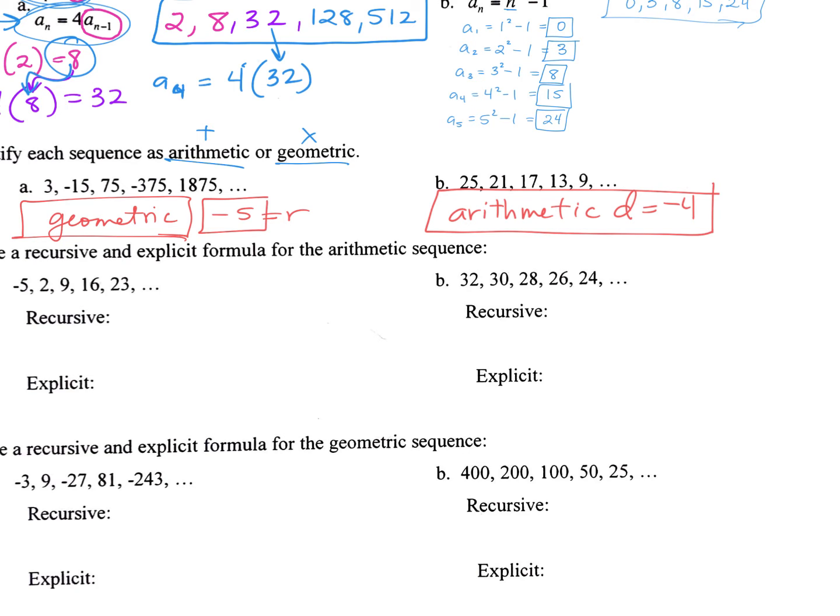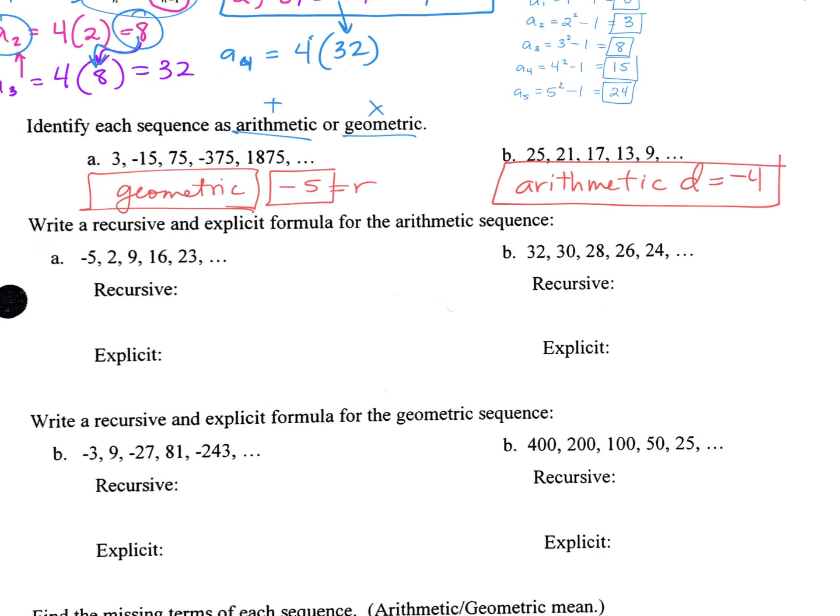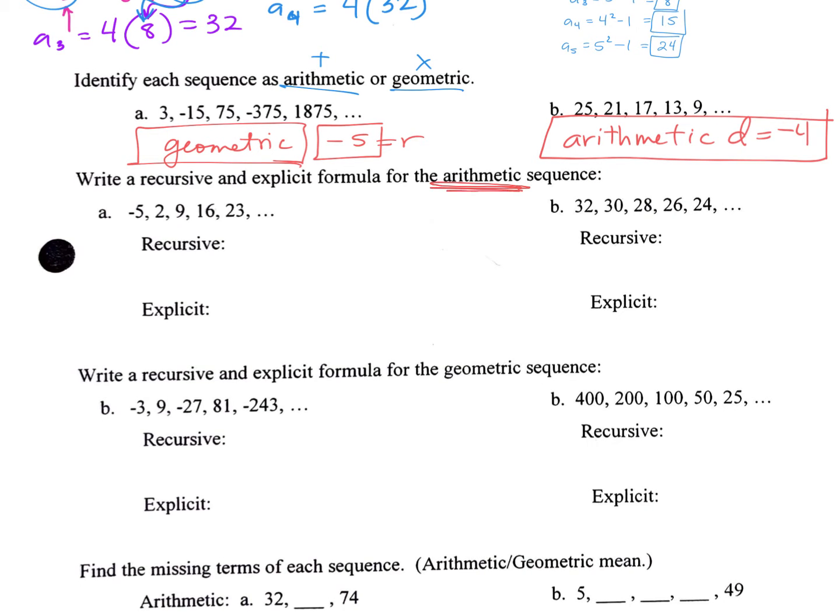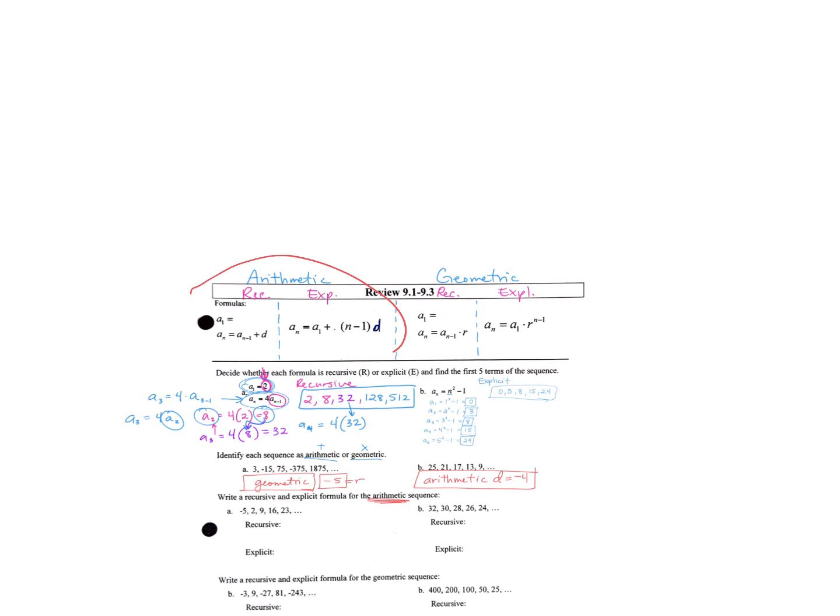Okay. Write an explicit and recursive formula for the arithmetic sequence. Okay, so now here's the deal. I'm telling you it's arithmetic, so you don't have to check for geometric, right? These are arithmetic sequences, so we have a common difference is what we're looking for. That means we're using these equations, right?